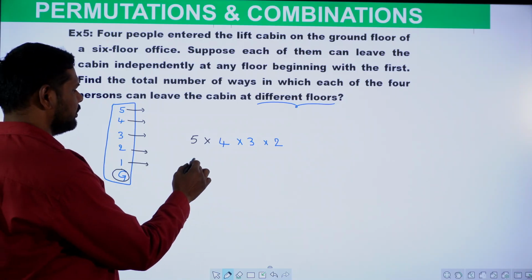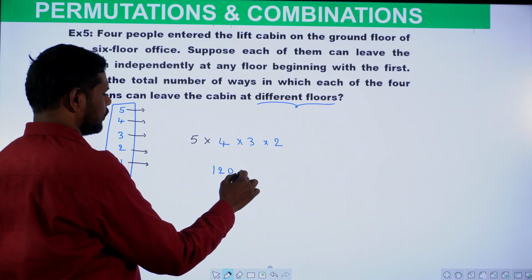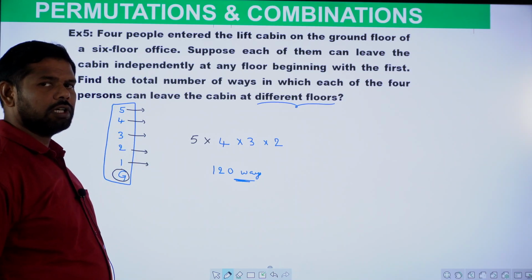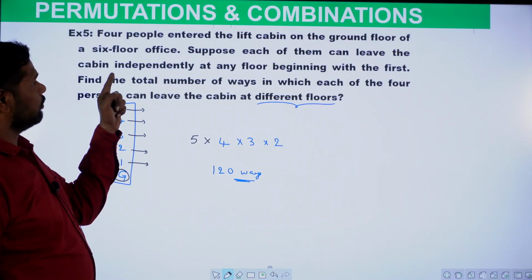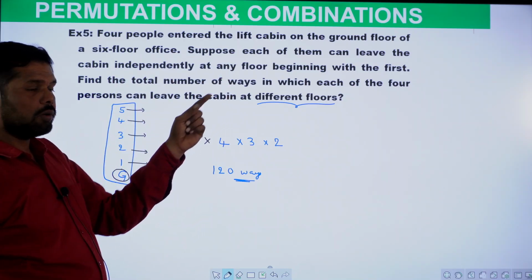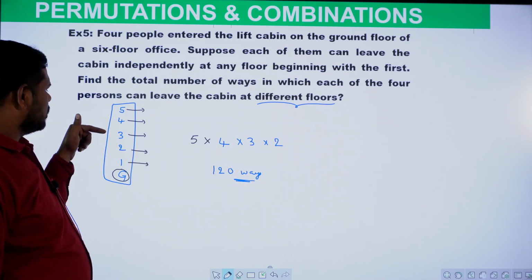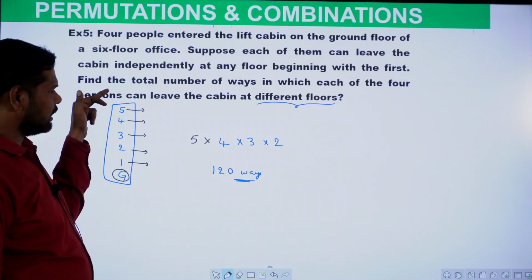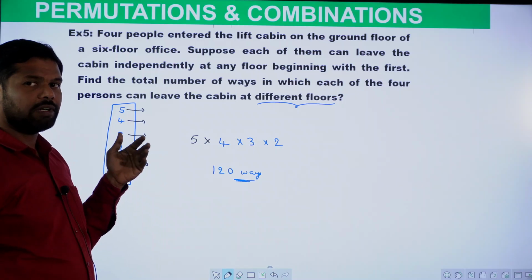Total outcomes are how many? 5 into 4 is 20, into 3 is 60, into 2 is 120 ways. This is clear. 120 ways. So this one is also important. A 6th floor office means they entered on the ground floor, with the ground floor the remaining are 5, total 6. Sometimes 6 floors means, other than the ground floor, 1, 2, 3, 4, 5, 6. If they choose like that, then 6 into 5 into 4 into 3 is 360. That will definitely be in the options.